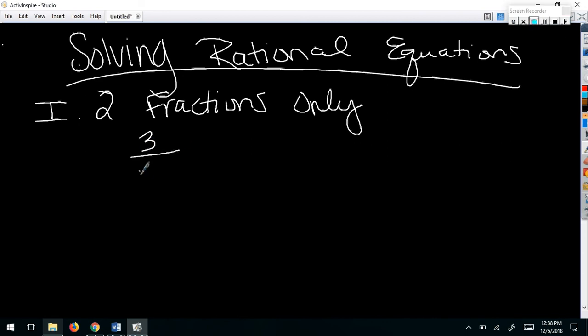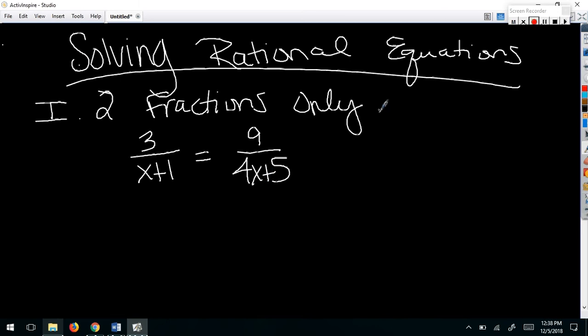3 over x plus 1 equals 9 over 4x plus 5. Now, this is one of those things where this is one scenario. I'll show you a little shortcut method that'll work in this scenario, but the second scenario that I'm going to show you will always work. So you can take your pick which one you want to use. Is the second one longer? It's always longer.